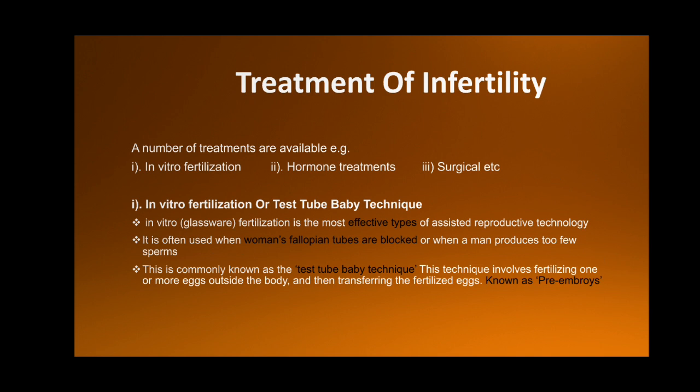Then we will talk about the treatment of infertility. A number of treatments are available, out of which in vitro fertilization is the most important. Another treatment for infertility is hormone treatments or surgical treatments, etc. In vitro fertilization or test tube baby technique.